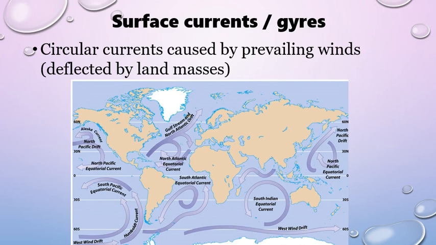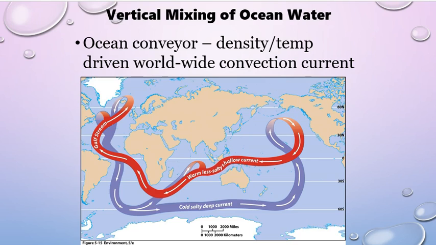So let's start with just a quick reminder of what we're talking about before we break for your midterm. Remember, we have two different types of currents going on in the ocean. We have these surface currents, which are mostly caused by the prevailing winds, and where they hit the land masses, that's going to deflect them off in certain areas. And then we have these underlying currents called the ocean conveyor, which is more driven by density and temperature differences.